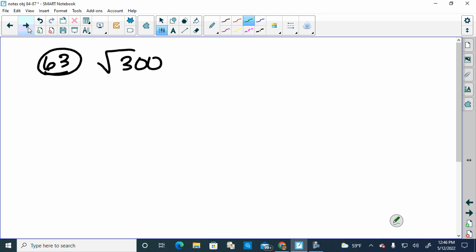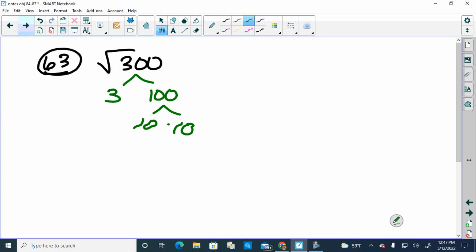Okay, so 63. We have the square root of 300. Remember, it does not matter where you start. If you can think of a big number, you can start there. If you want to start small, you can start there. So I'm going to start with 3. 3 goes into there 100 times. 3 is a prime number, 100 is not. I could do 4 and 25, or I could do 10 and 10. I'm going to go with 10 and 10 because I can go ahead and stop here, because I already have a pair.